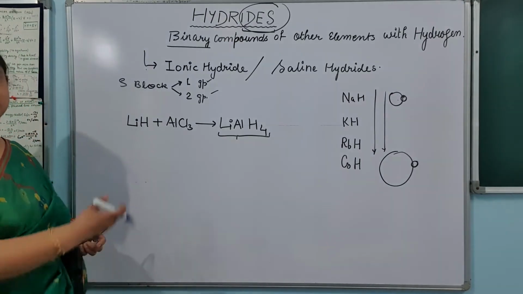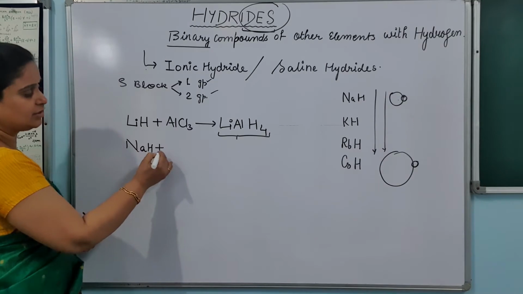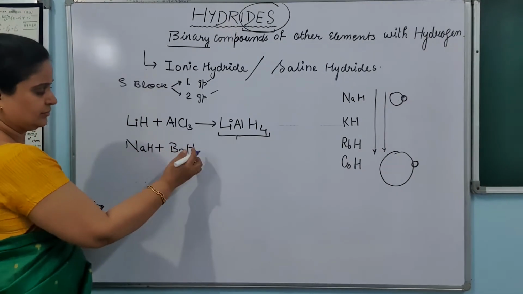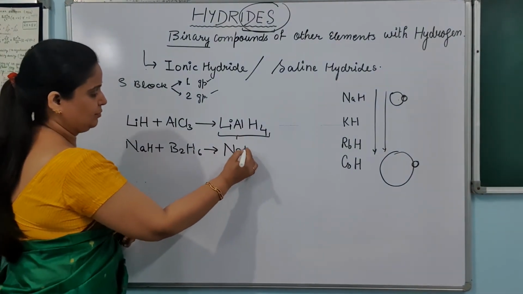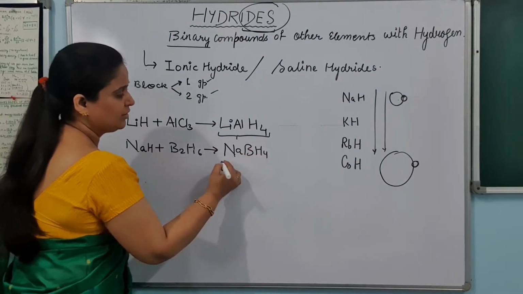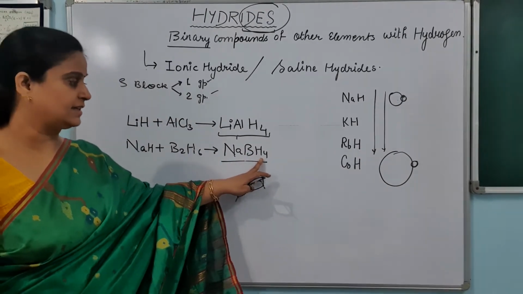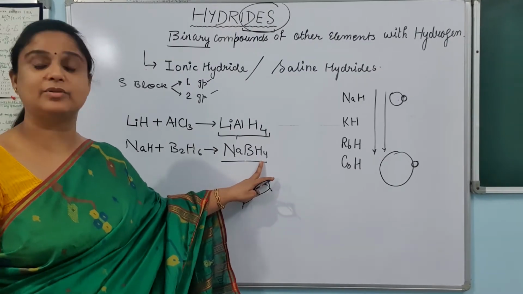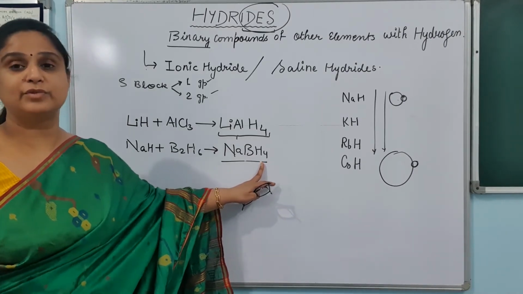One more very common example is sodium hydride. If I react it with B2H6, NaBH4 will be formed. The name of this compound is sodium borohydride. This is again a very good reducing agent. A very good amount of hydrogen is present, and whenever it is needed, it is going to give you hydrogen.